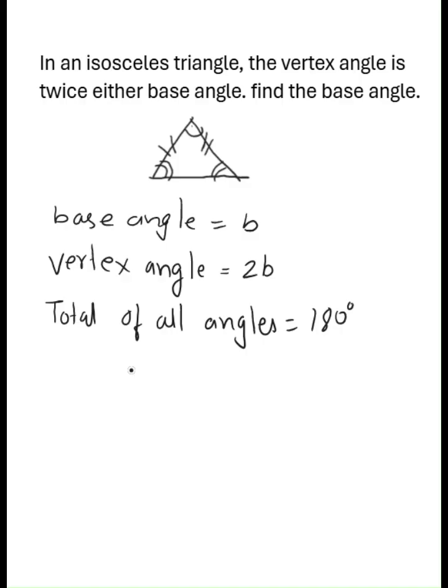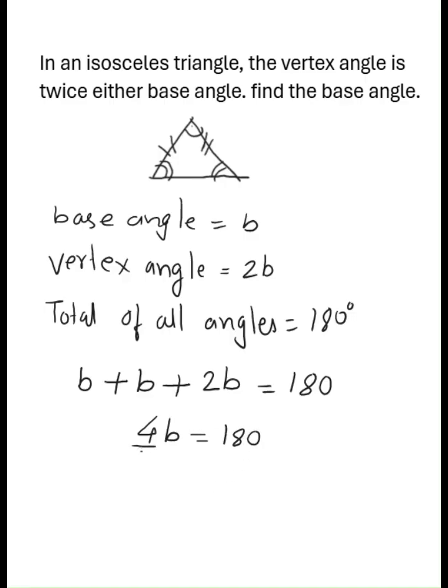So if we add all the angles, we will get the total as 180 degrees. So two base angles are there and one vertex angle is there. So we will add all the three angles. B plus B, two base angles, and the third one is the vertex angle, that is 2B, is equal to 180. Now if we add all this, we will get 4B is equal to 180.